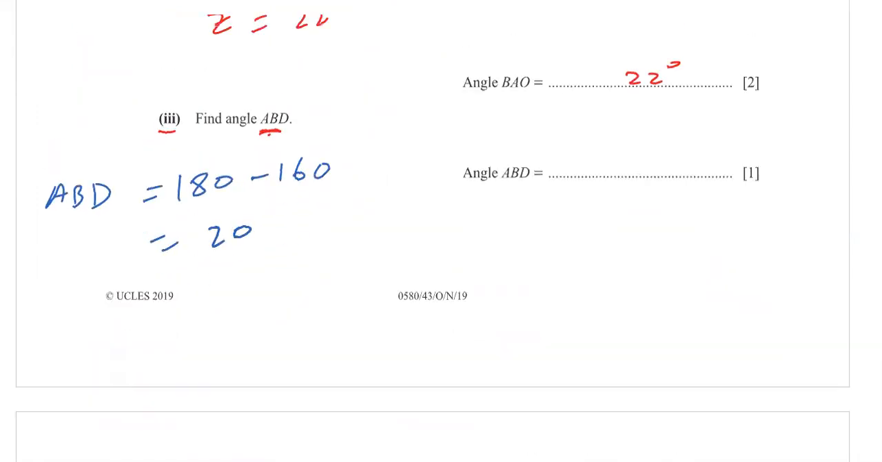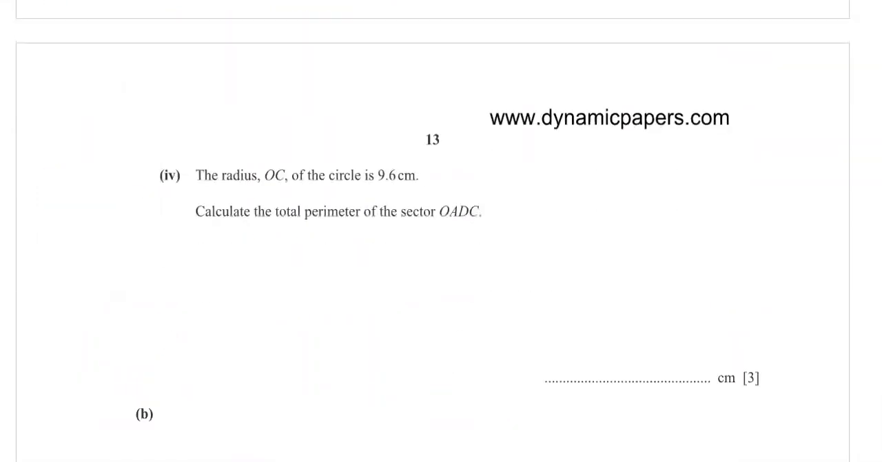But I think you can check the calculation if there is a calculation mistake somewhere. The method will be the same. Part 4: the radius OC of the circle is 9.6 centimeters. Calculate the total perimeter of the sector OADC.